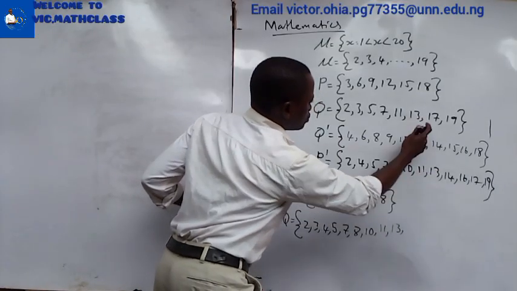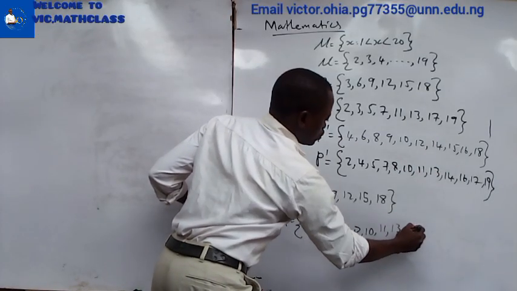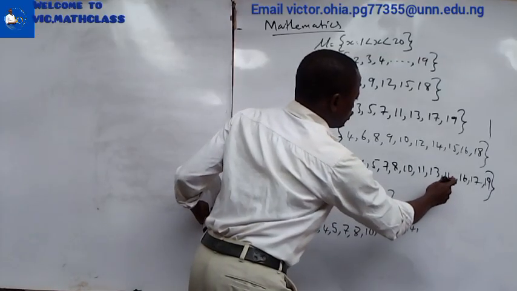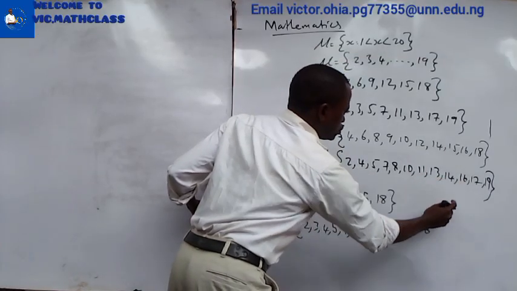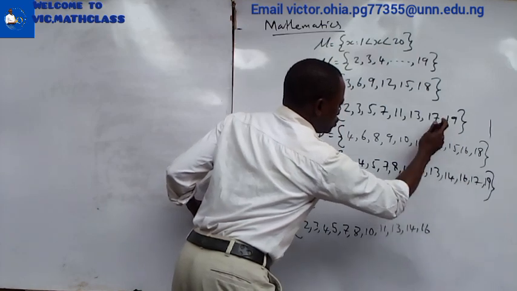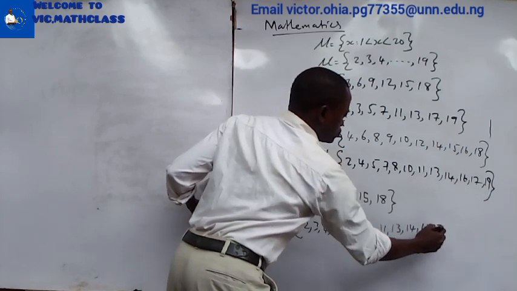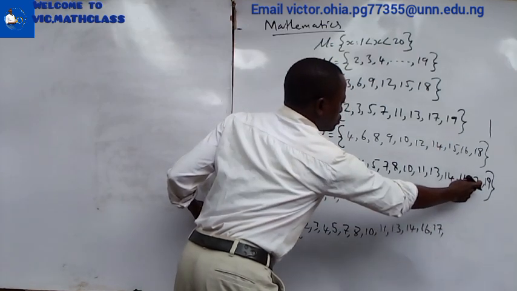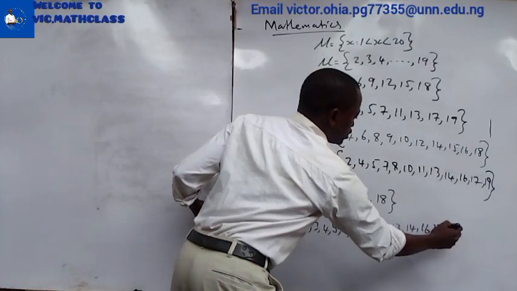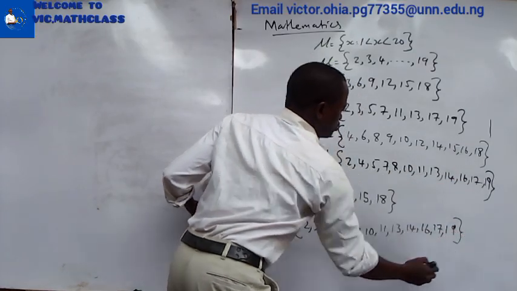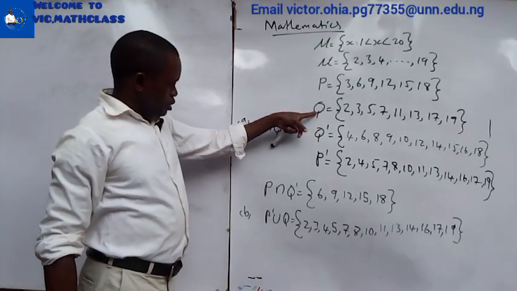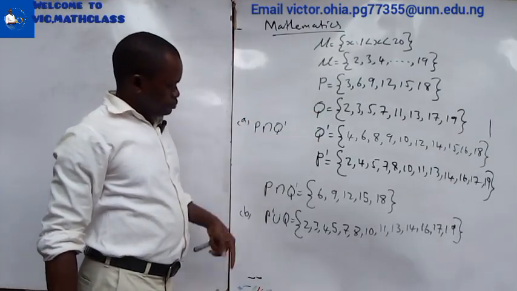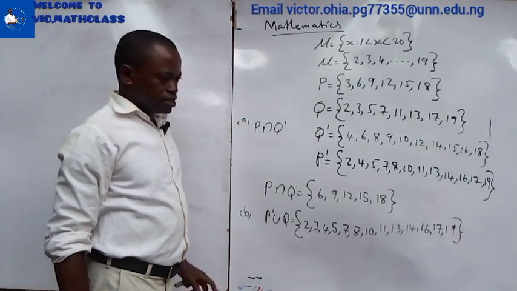After 13, 14, followed by, there's no 15 in both of them. So I will write 16, which is here, 17. Then there's no 18 in both of them. So I will write 19. These are the elements, the union, the total listing of the elements that are here and also here. I believe that is very, very clear.